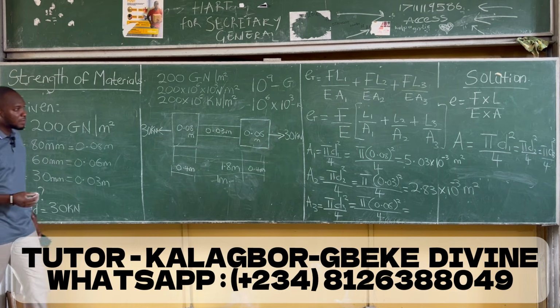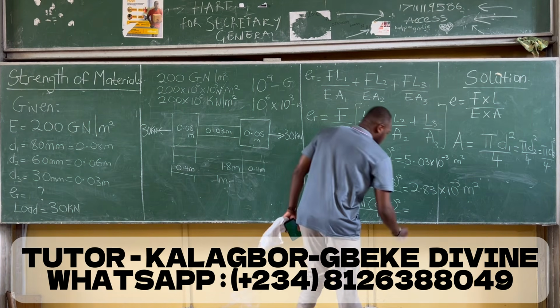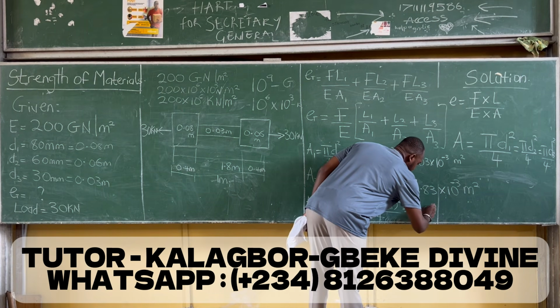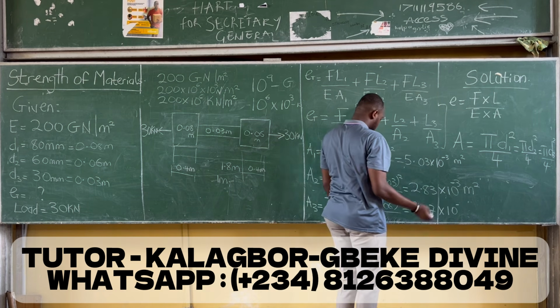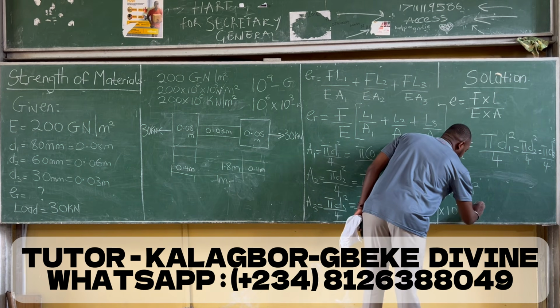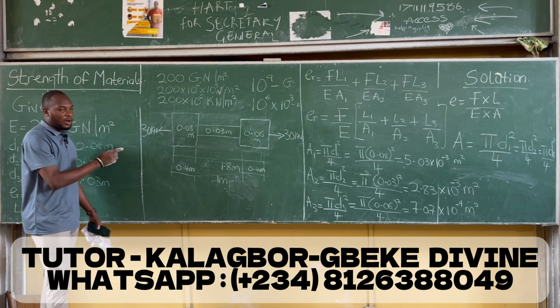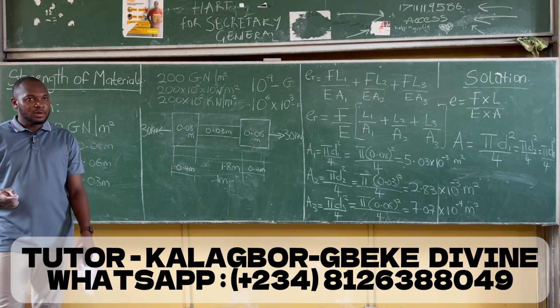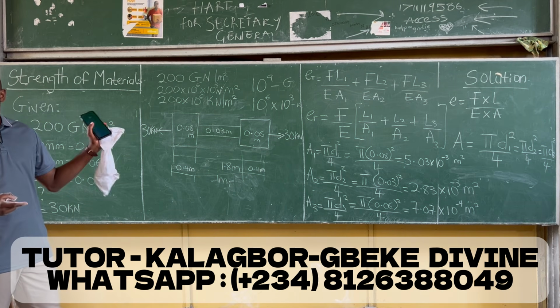Then the third one. Punch. 7.07 times 10 raised to the power what? Minus what? Why are we having minus 4 in the last one when others are having minus 3? Punch it well. It's minus 4. And the other one is minus 3, you're sure?